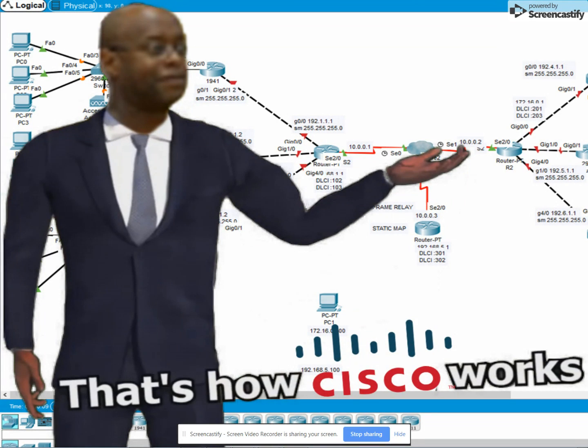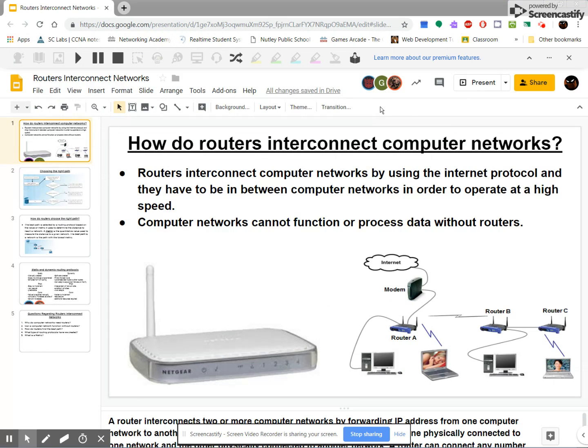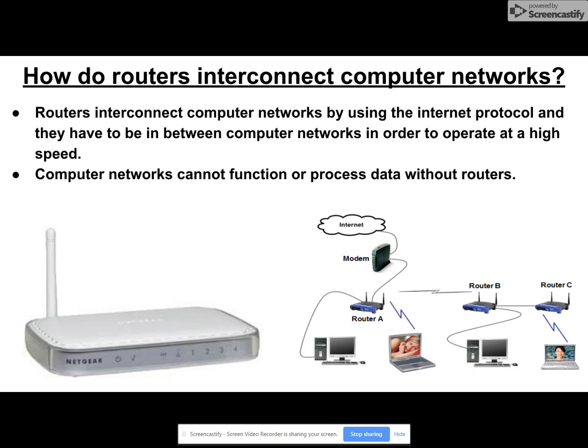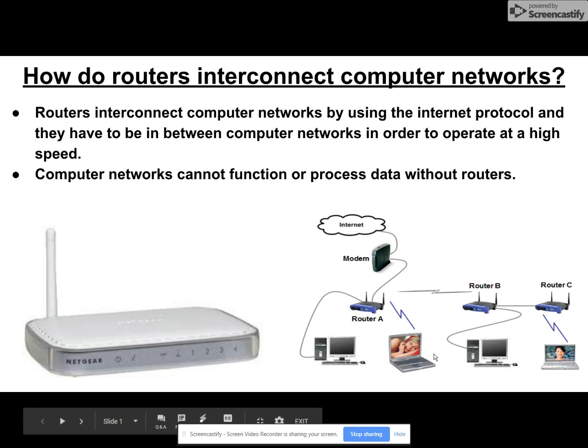Today we will be discussing router interconnected networks. How do routers interconnect computer networks? Routers interconnect computer networks by using the Internet Protocol, and they have to be between computer networks in order to operate at a high speed. Computer networks cannot function or process data without routers.